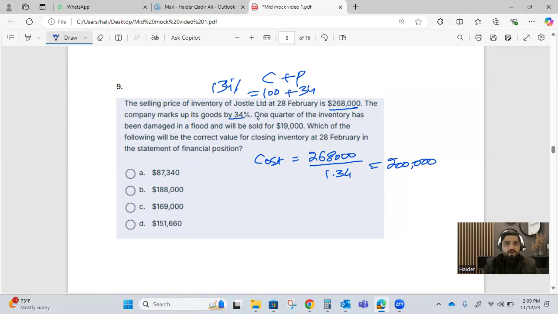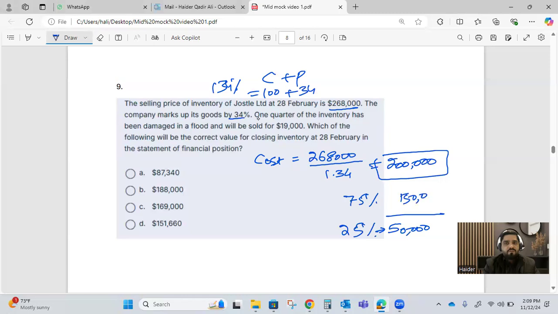And now 1/4 of the inventory, meaning this is the total inventory cost, 1/4 of this, which is 25%, becomes 50,000. You can calculate 200,000 times 25%. It is 1/4. But the remaining is 75%, which is 150,000. Take the difference of 200,000 and 50,000. So this is the remaining value, good value of inventory, 75%.